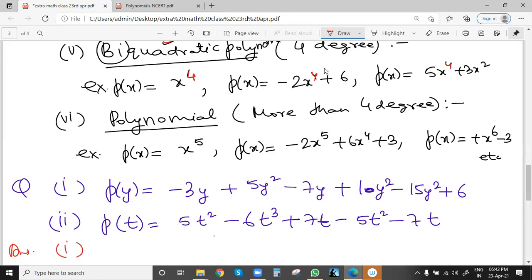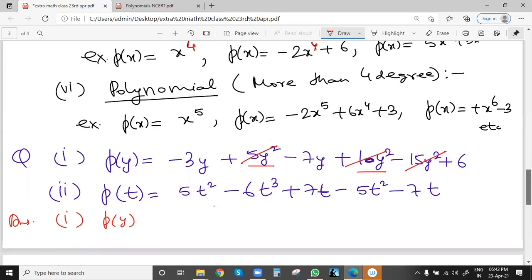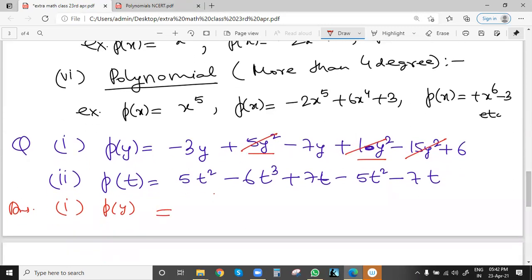See, 5y square plus 10y square will be 15y square. 15y square minus 15y square will cancel out. And minus 3y minus 7y, so p(y) will become minus 10y plus 6. So we can say the power of y is 1, so the degree of this polynomial will be 1.